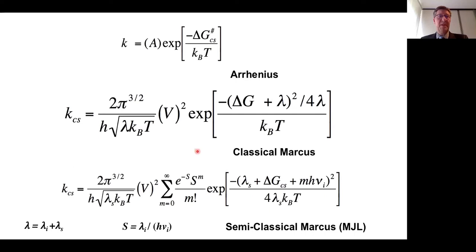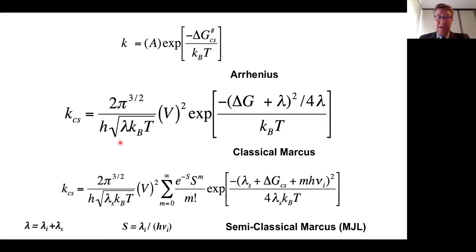How to solve this? Well, we have to take into account nuclear tunneling, also called the overlap of vibrational wave functions, vibrational mixing, or the Franck-Condon weighted density of states. So we have to take one step further. We go from the classical Marcus to the semi-classical Marcus equation. It's also called the Marcus-Jortner-Levich equation.